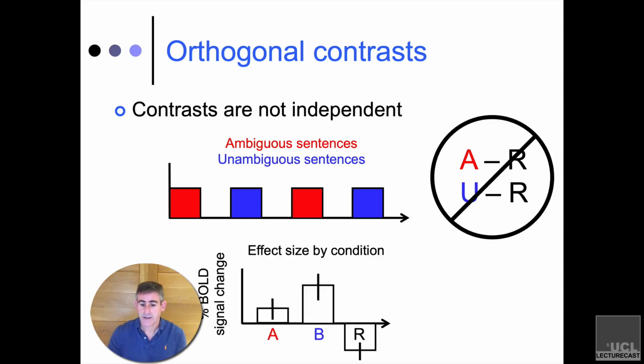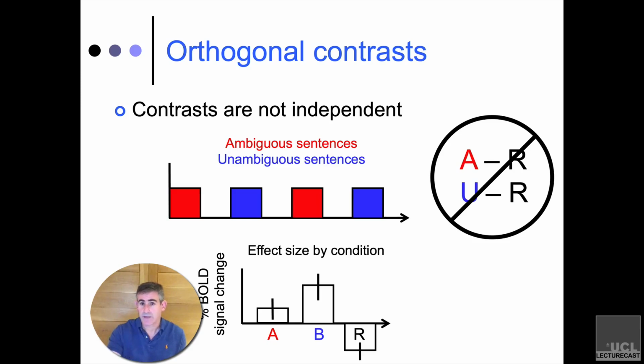So for instance, let's just say you had a paradigm like this where A gave you a little bit of an effect and B gave you a bigger effect, but rest gives you some sort of negative, like decrease in bold signal. Then all of a sudden, the difference between A and R and B and R is a lot. There's all sorts of things that might be going on there. Is that because A and B are very common? No. It's because there's a negative activation, a deactivation for rest. These contrasts aren't independent of one another because they're using the same baseline.